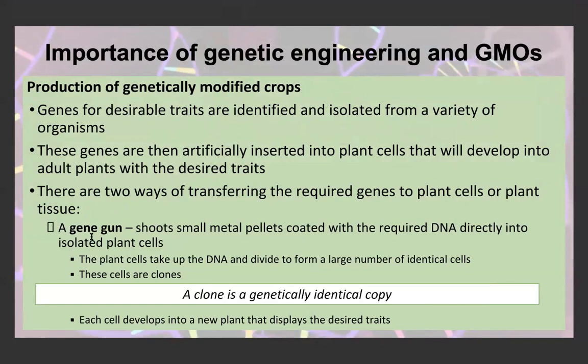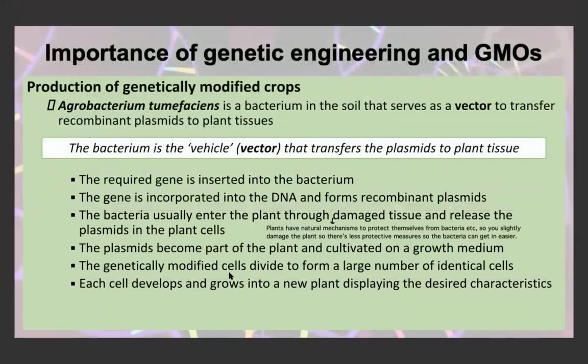Firstly, through a gene gun, which shoots small metal pellets coated with the required DNA directly into the isolated plant cells. We spoke about this a little bit during the video on, I think it was on asexual reproduction in plants. The plant cells are clones because they're all genetically identical, and each cell develops into a new plant that displays these desired traits.